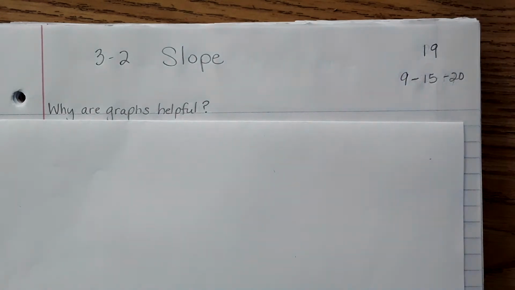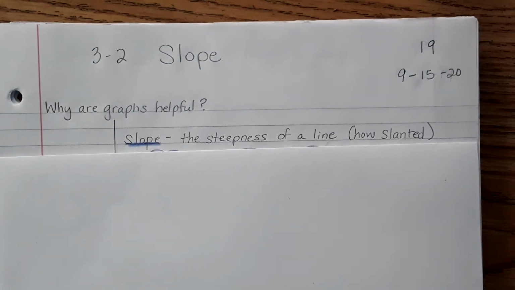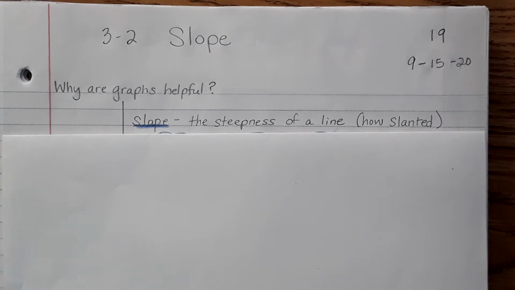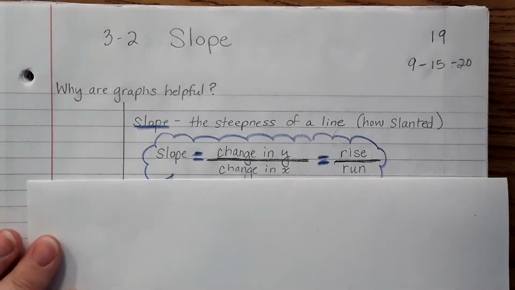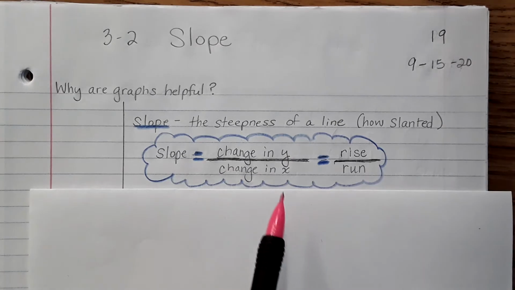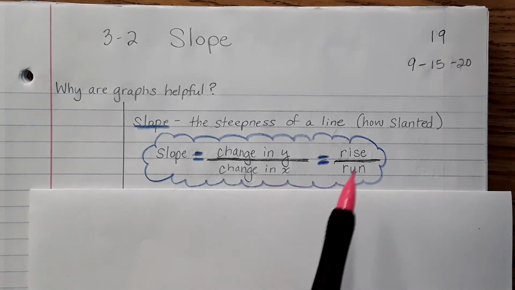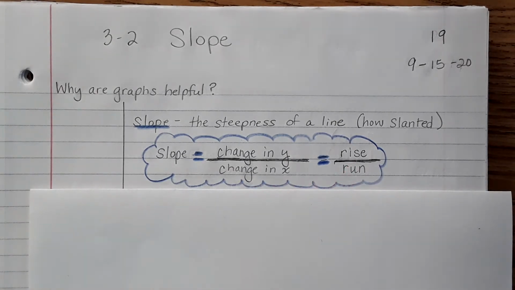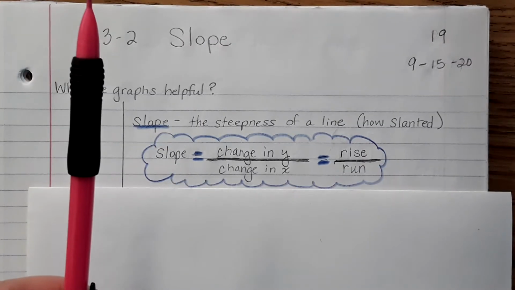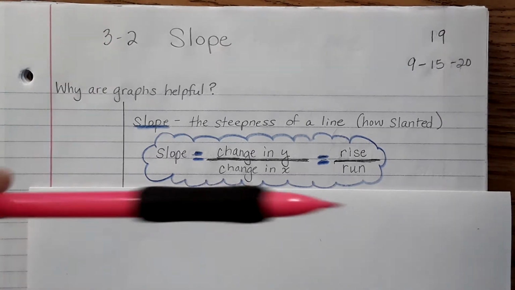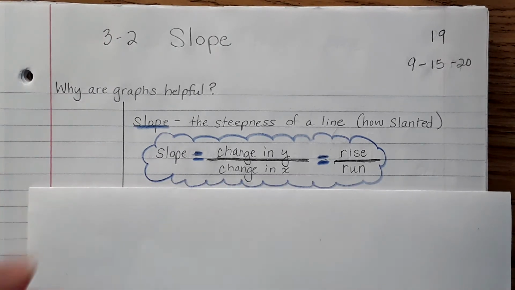In page 19, slope is the steepness of a line. That's how slanted a line is. You can find slope by finding the change in y over the change in x, or rise over run. We had started addressing this in our last lesson with constant rate of change. Remember, the change in y is the vertical axis, that's the rise, and the change in x, that's the horizontal axis, that's the run.